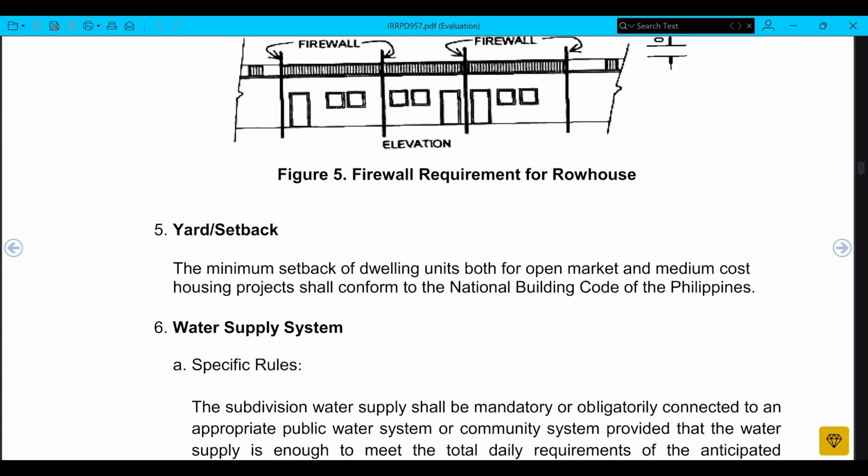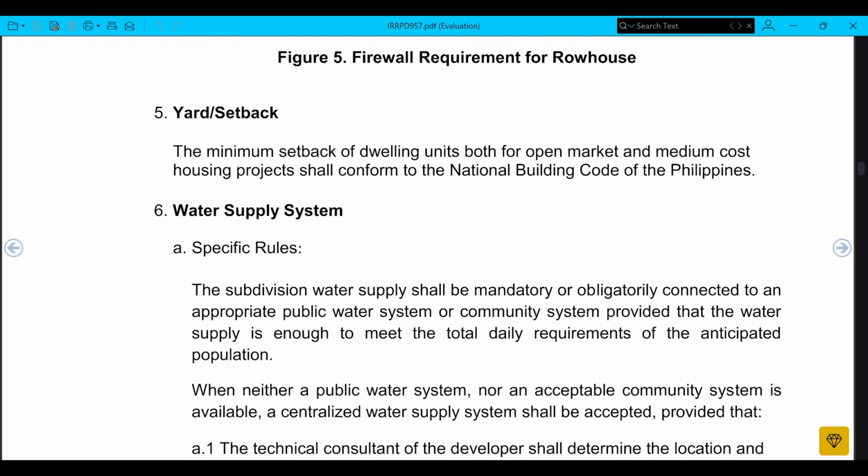5. Yard setback. The minimum setback of dwelling units both for open market and medium cost housing projects shall conform to the National Building Code of the Philippines. 6. Water supply system. A. Specific rules. The subdivision water supply shall be mandatory or obligatorily connected to an appropriate public water system or community system provided that the water supply is enough to meet the total daily requirements of the anticipated population.